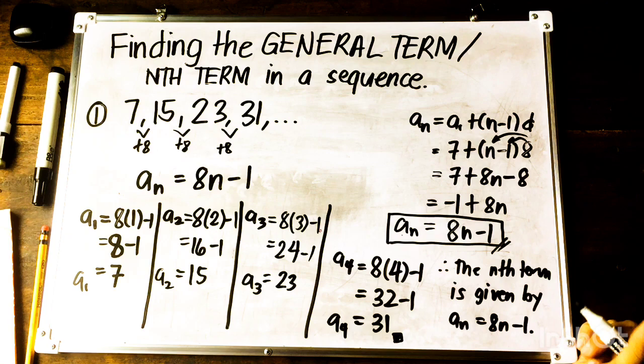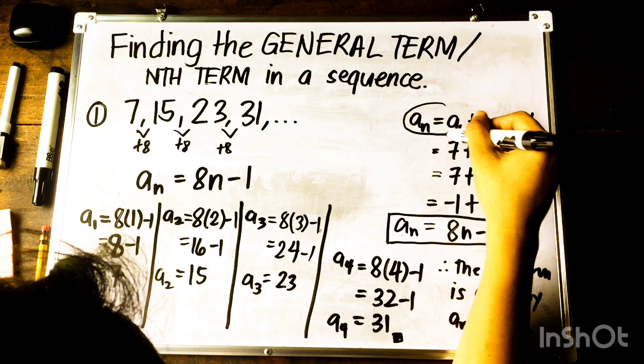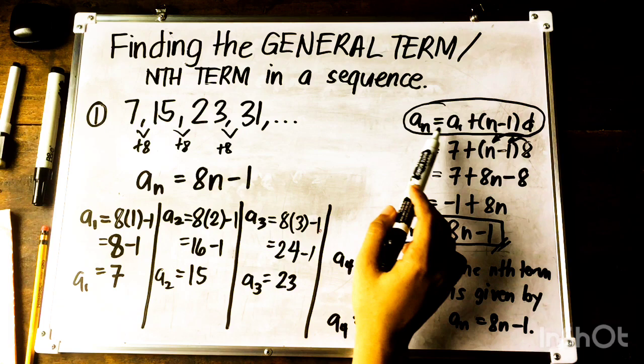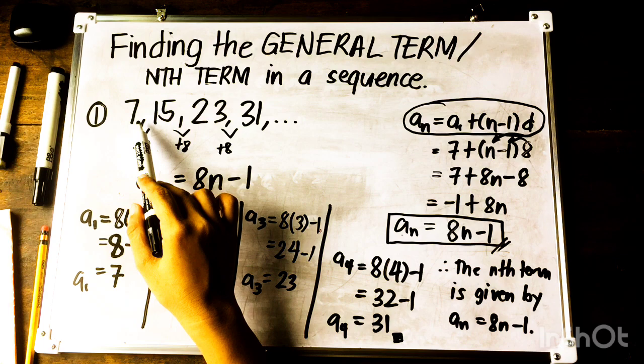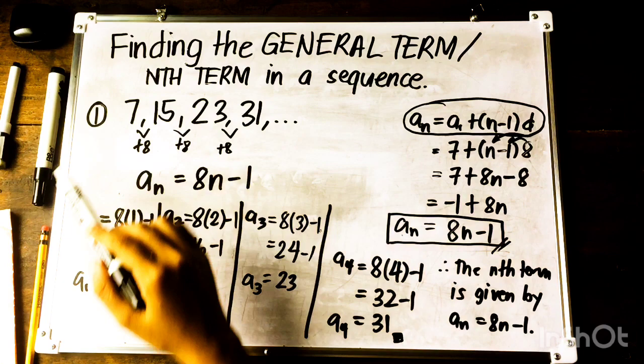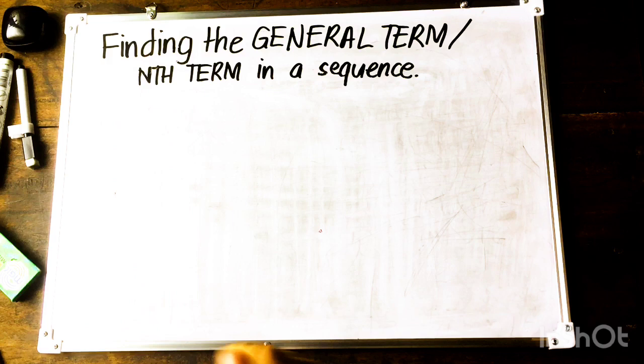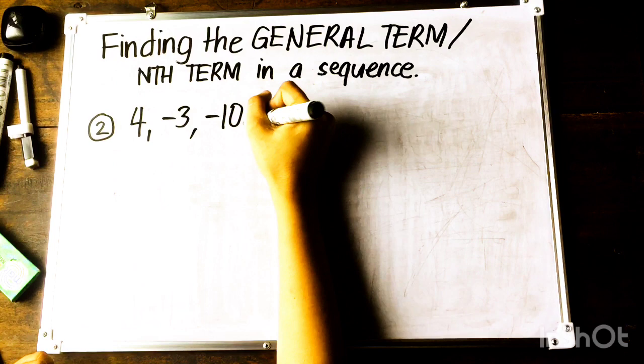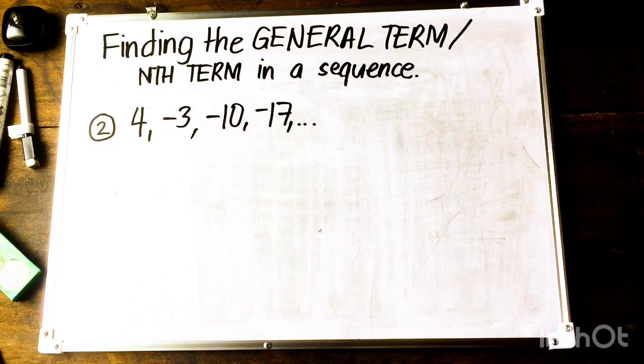So, reminder again, we use this formula if we have same number that is added or subtracted for each term. Again, we use this formula if we are adding same number from the previous terms or subtracting same number from the previous terms. Okay, so let's have example 2. So, given 4, negative 3, negative 10, negative 17, and so on. Find the general term for that sequence.